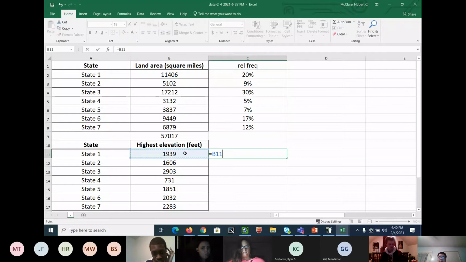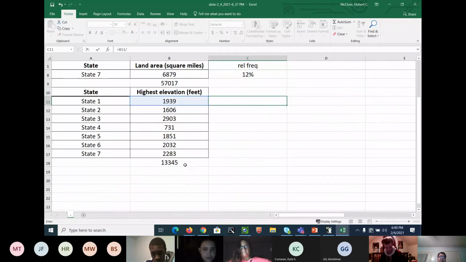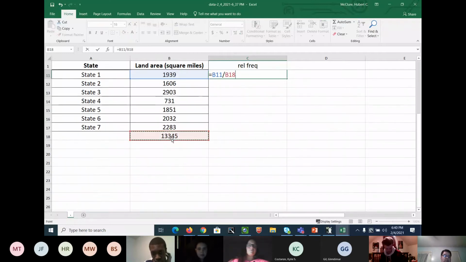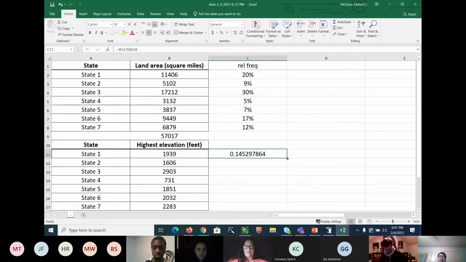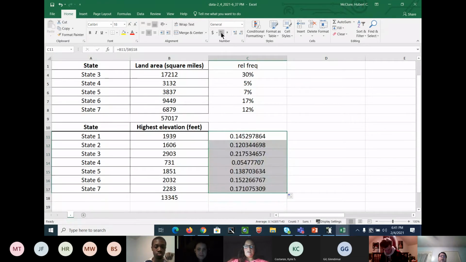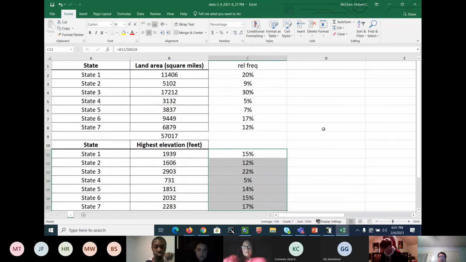Equals this number divided by that number, F4, and enter. I've not had any problems finding the frequency distribution. It's honestly just getting the decimals correct, and most of the time they want it to the hundredth. Yeah, most of the time they want it to the hundredth.